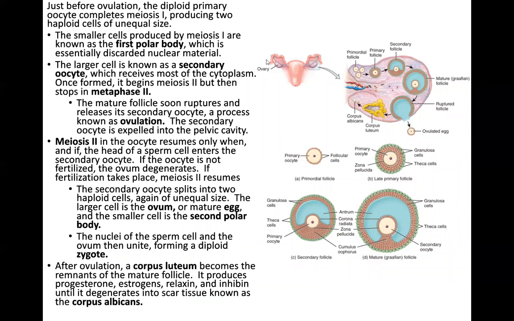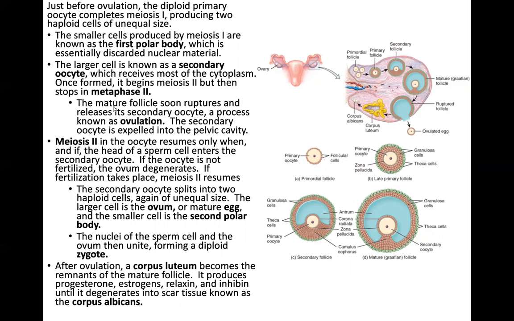This cell has received most of the cytoplasm, which is why it's much bigger. And once formed, it begins meiosis 2, but then stops in metaphase 2. So it's a kind of weird situation again, where we start cell division, but we don't continue and finish it right away. This time it doesn't take 10 to 15 years or whatever it is from before birth until puberty. And I'll explain what and why this occurs here in just a second.